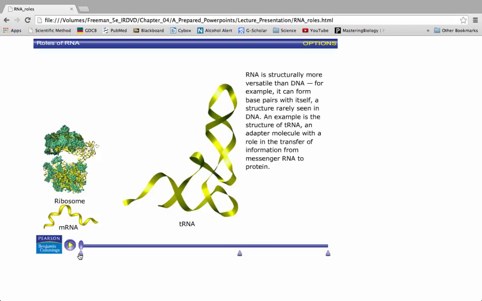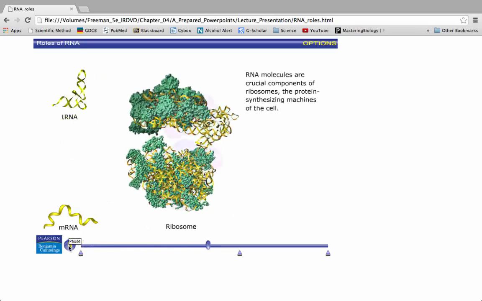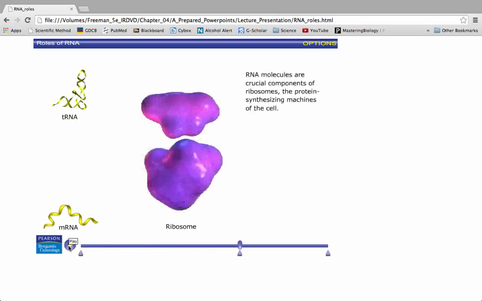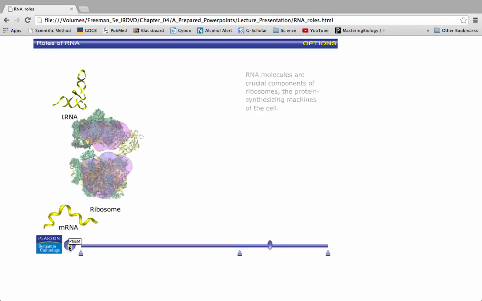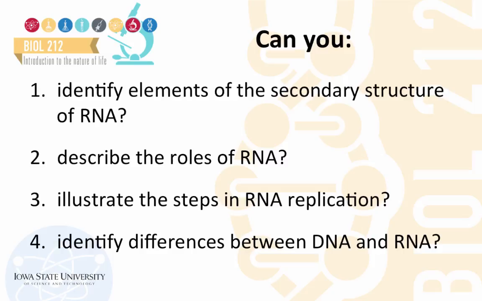An example of such a structure is tRNA, which is an adapter molecule during protein synthesis. Another example of RNA molecules that are part of a complex catalytic machinery are the ribosomal RNA molecules that help in synthesizing proteins. And a third example would be messenger RNA, which is also involved in protein synthesis. This concludes our video on RNA.